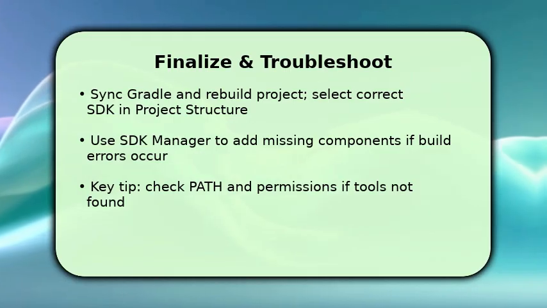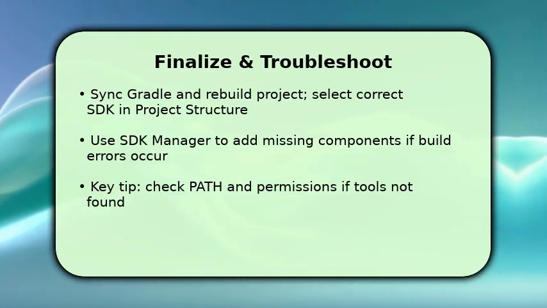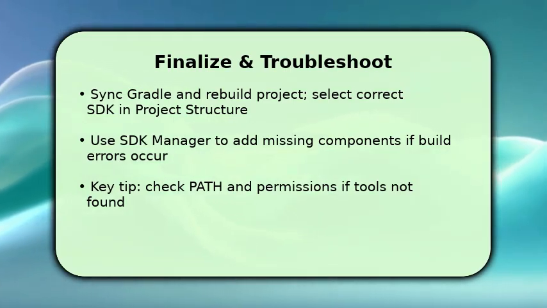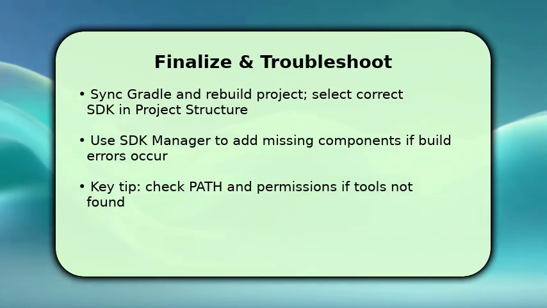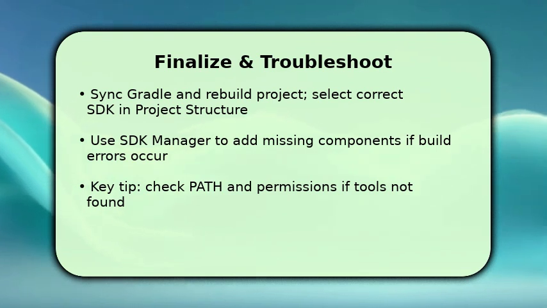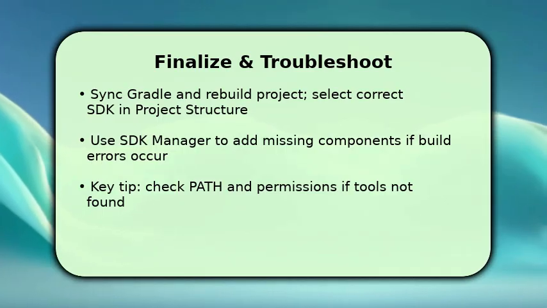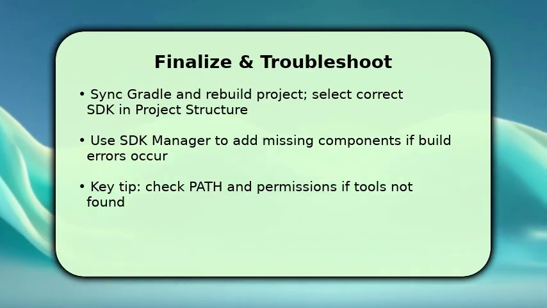to confirm everything works. If you see missing packages, return to SDK Manager and install the specific platform or build tools version. One key troubleshooting tip: if commands like adb or sdkmanager say not found, recheck PATH and ANDROID_HOME values and file permissions. Restarting Android Studio or your machine often resolves lingering environment updates.